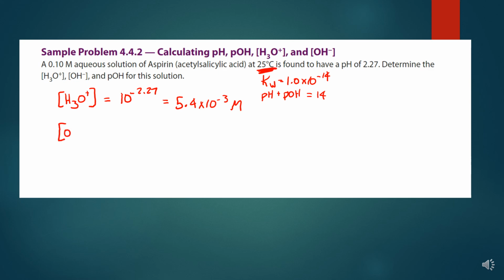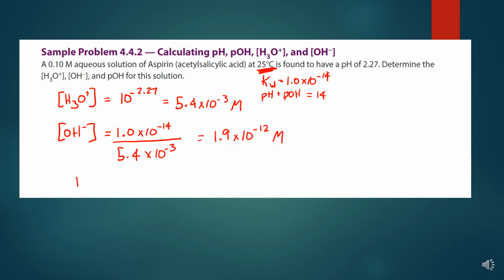Second one that I'm going to do, and I could get this from a different value as well if I want to. My concentration of hydroxide, though, I'm going to take the kW, 1.0 times 10 to the negative 14, and divide that by my concentration of hydronium, 5.4 times 10 to the negative 3. When I do that, I get 1.9 times 10 to the negative 12. Lastly, when I want to look at pOH, I'm going to take 14 minus 2.27, and I get 11.73.